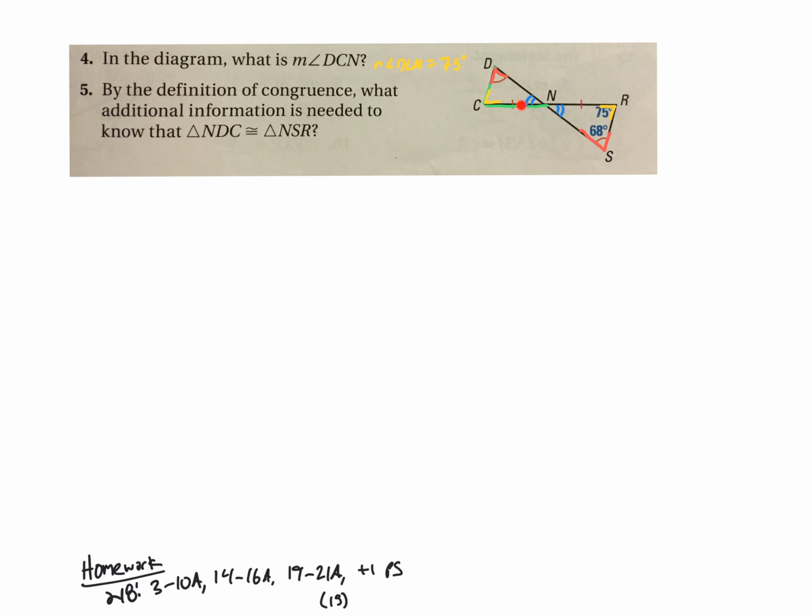I know that this side is the same as that side. So I would need to know that this one's the same as this one, and that this one is the same as that one. That would give me all the sides and all the angles. So I would say DC is congruent to RS, or SR, and also that DN is congruent to SN. Those would be the other two pieces of information I would need to know that all three angles are the same and all three sides are the same.